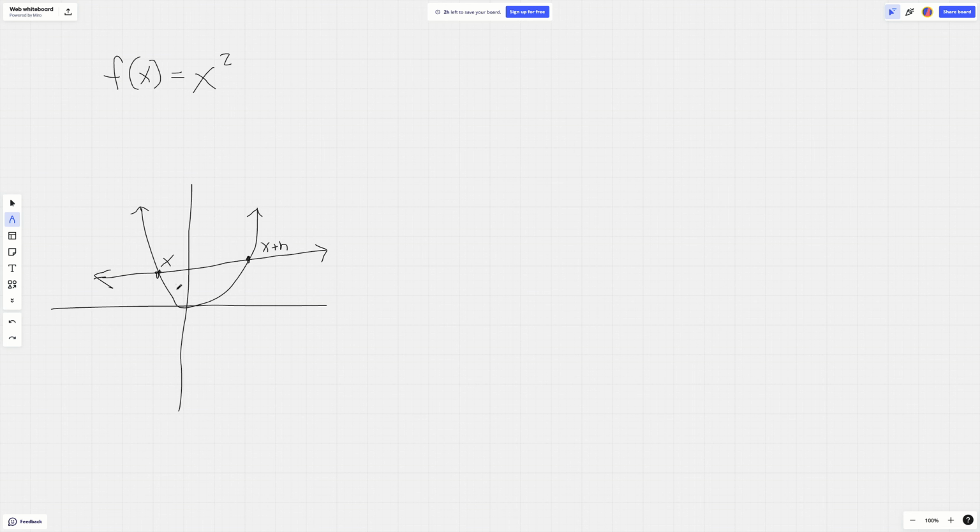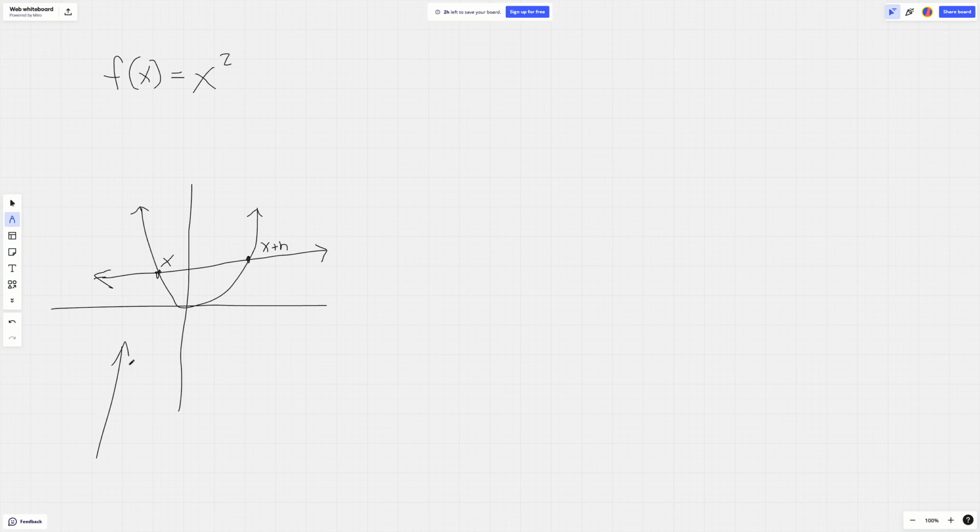Okay, let's talk about this. So we have x, right? That's the x coordinate of this point at point x. Pretty straightforward here. And we have x plus h, our x coordinate for this point here. What is x plus h? It's simply x plus some horizontal distance, h, whatever that may be.